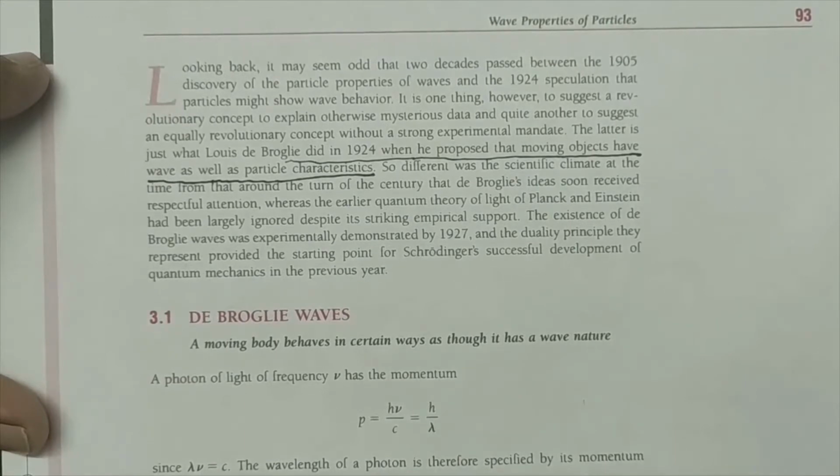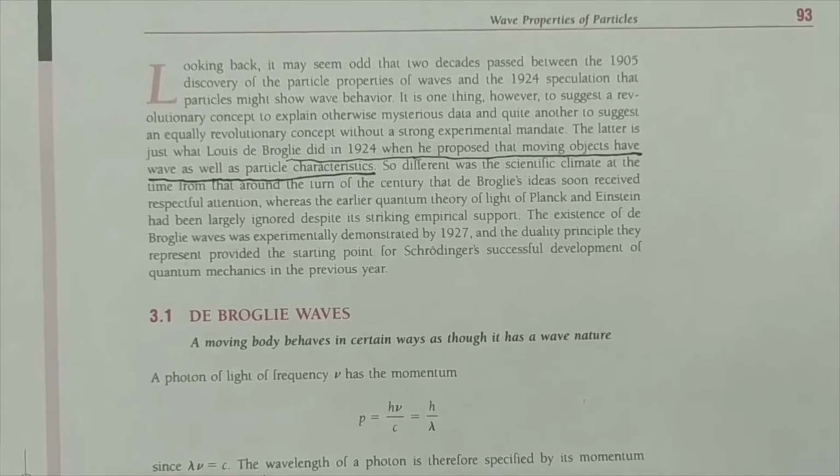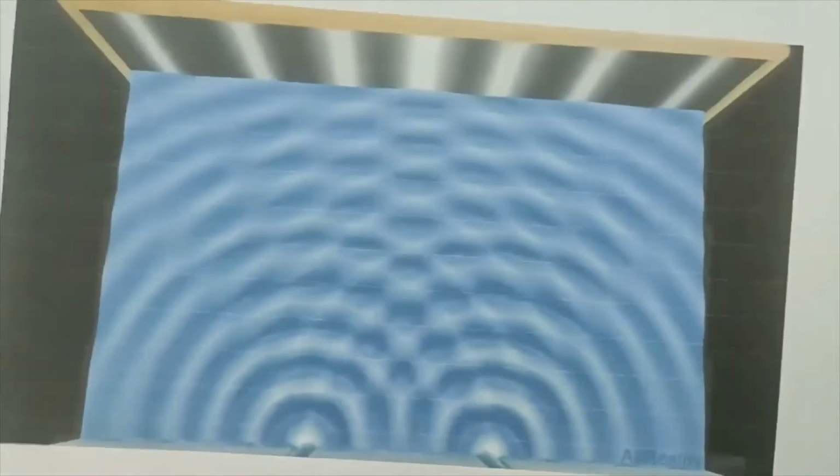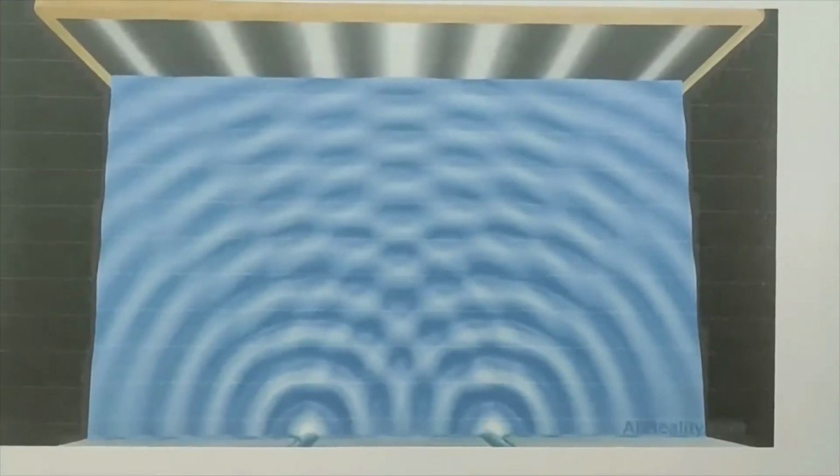So basically, let us discuss first the dual nature of the electromagnetic radiation, or the wave particle duality. And to understand this, let us come to this water ripple.